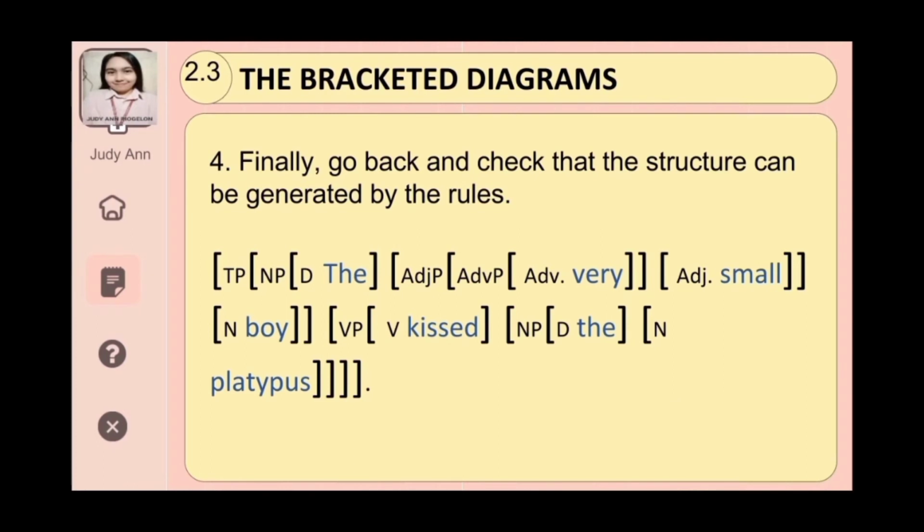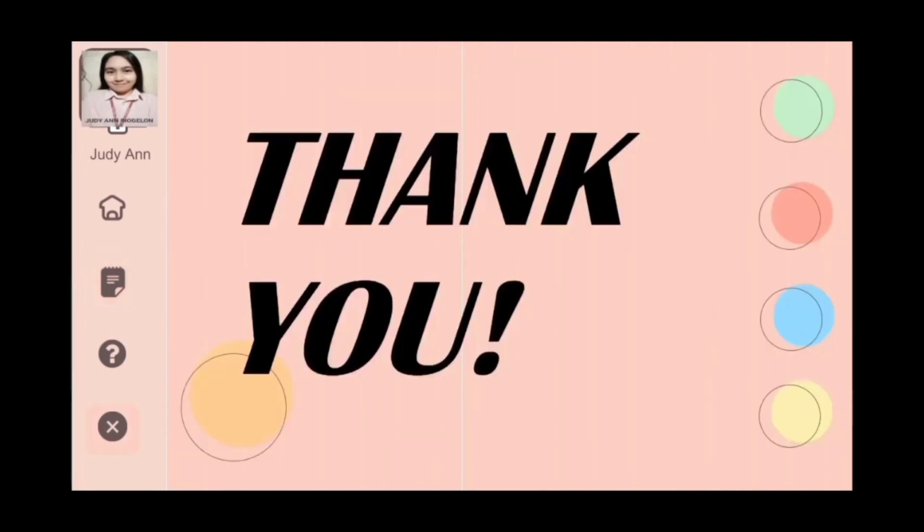Now let's see. We have here the adverb phrase and the adjective phrase rule. Next, we have the noun phrase rule. After that, we have the verb phrase rule. And lastly, we have the tense phrase rule. That would be the end of my topic.